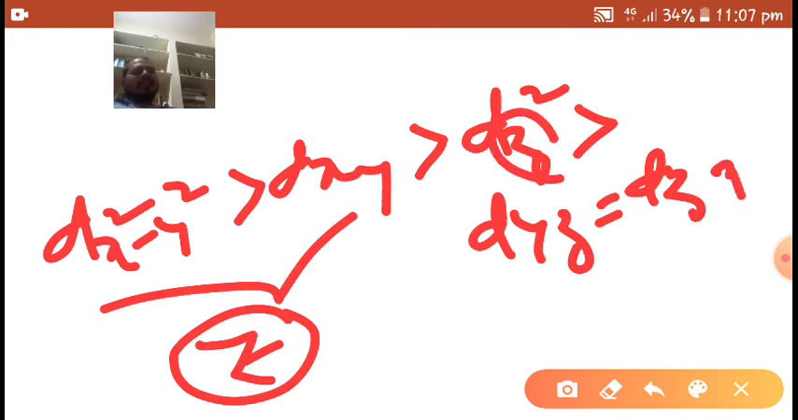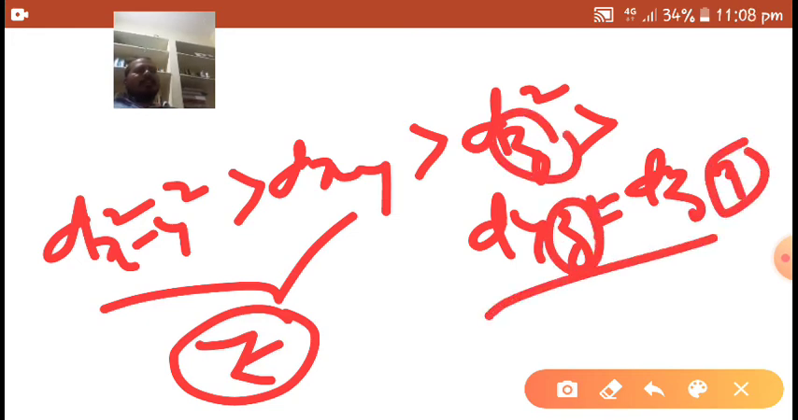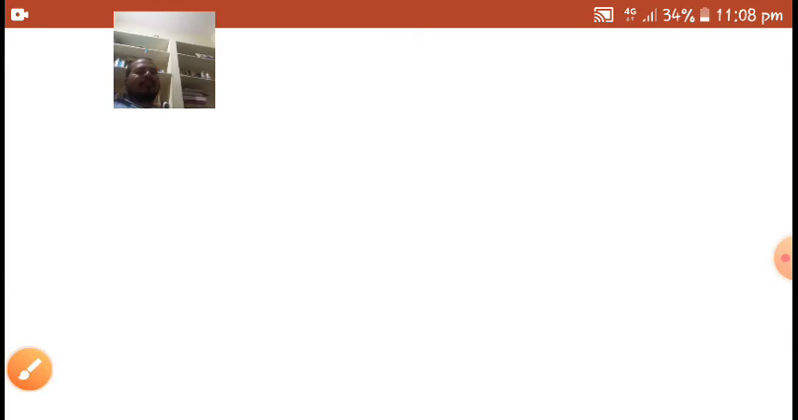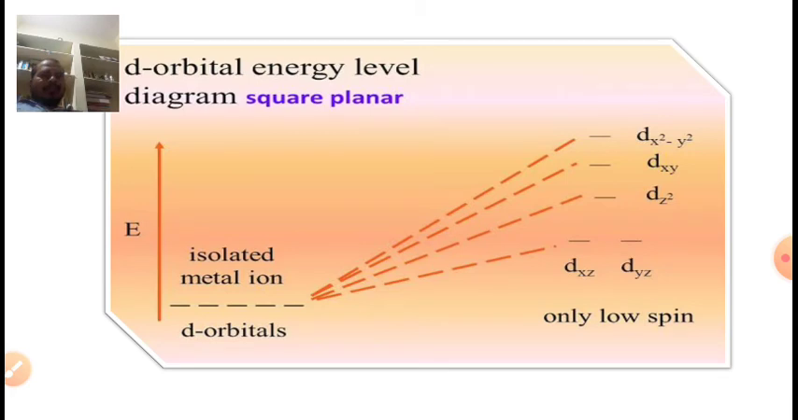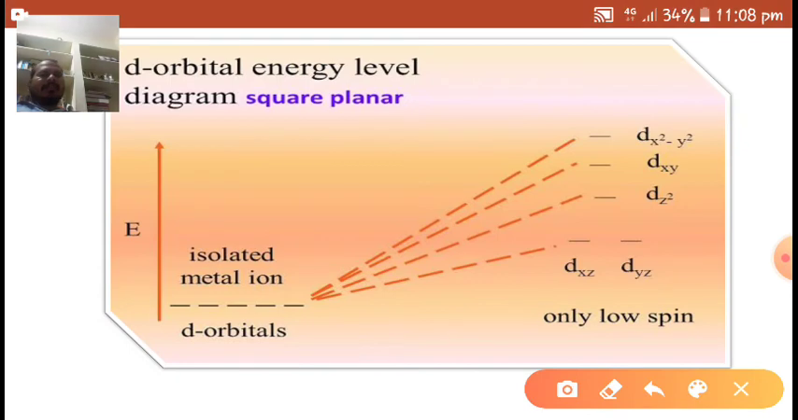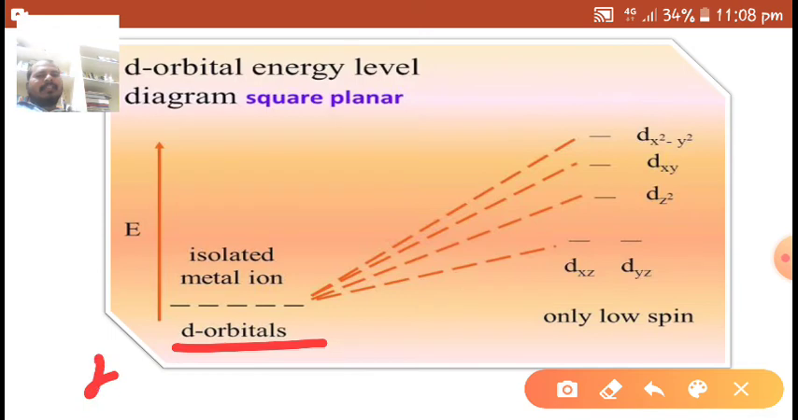So here there is z, that's why their energy is decreased. This is the order of energy of d orbitals in square planar complexes. We can explain these things in this slide. So for simplicity I am taking these orbitals as dashes. Here are the 5 d orbitals: dxy, dyz, dzx, dx square minus y square and dz square.